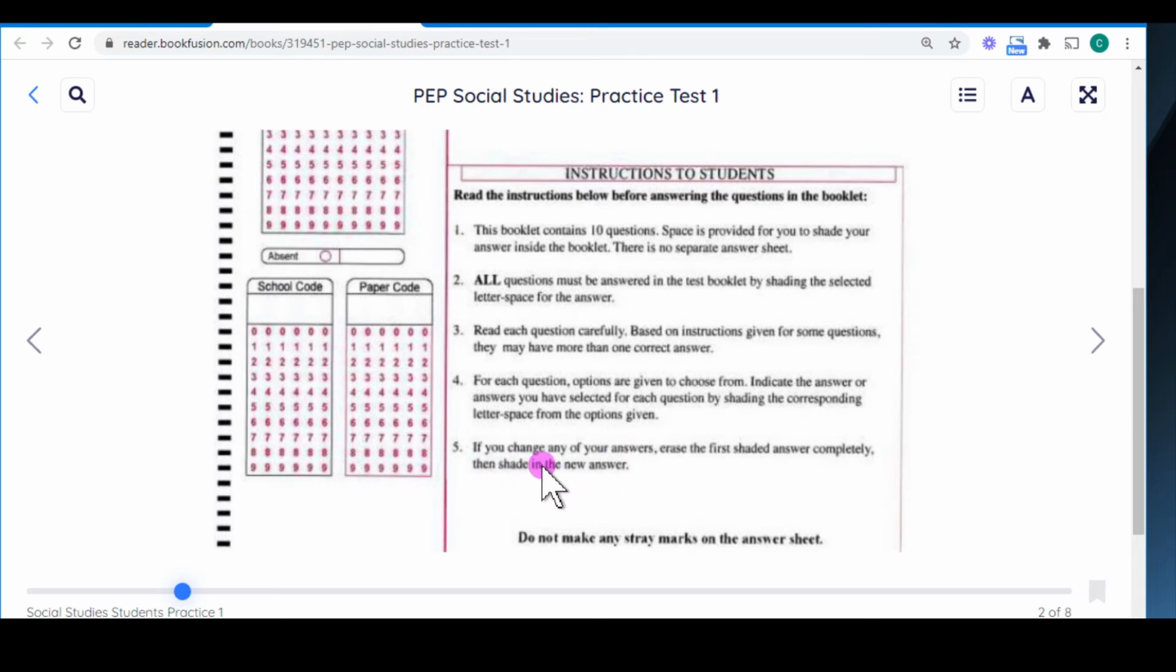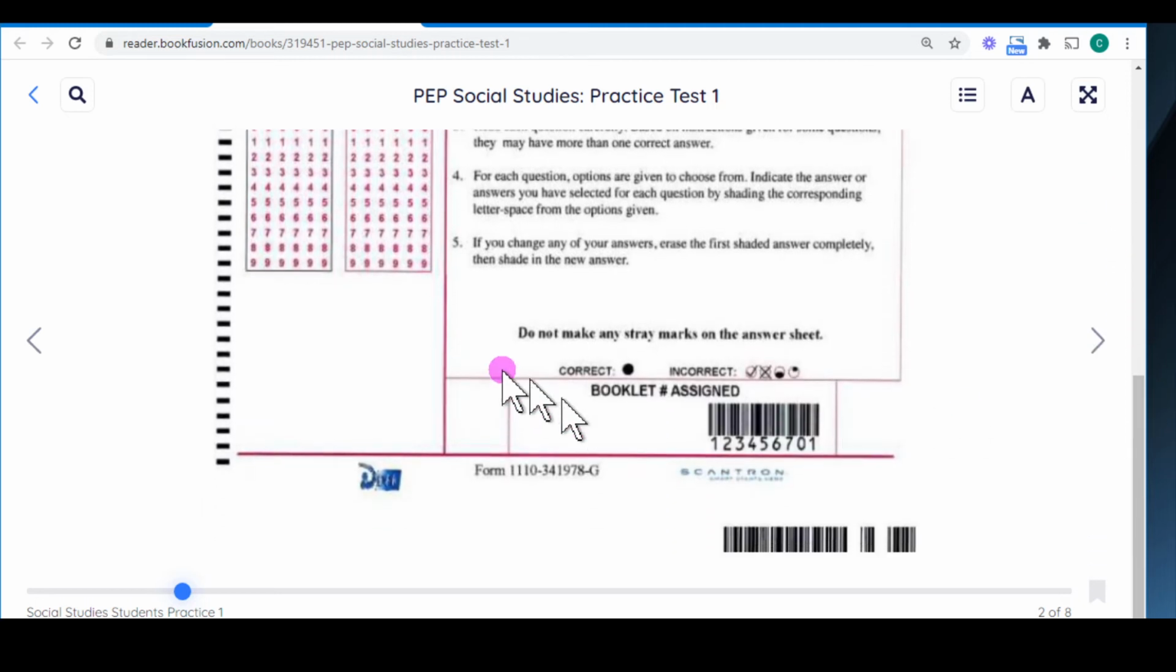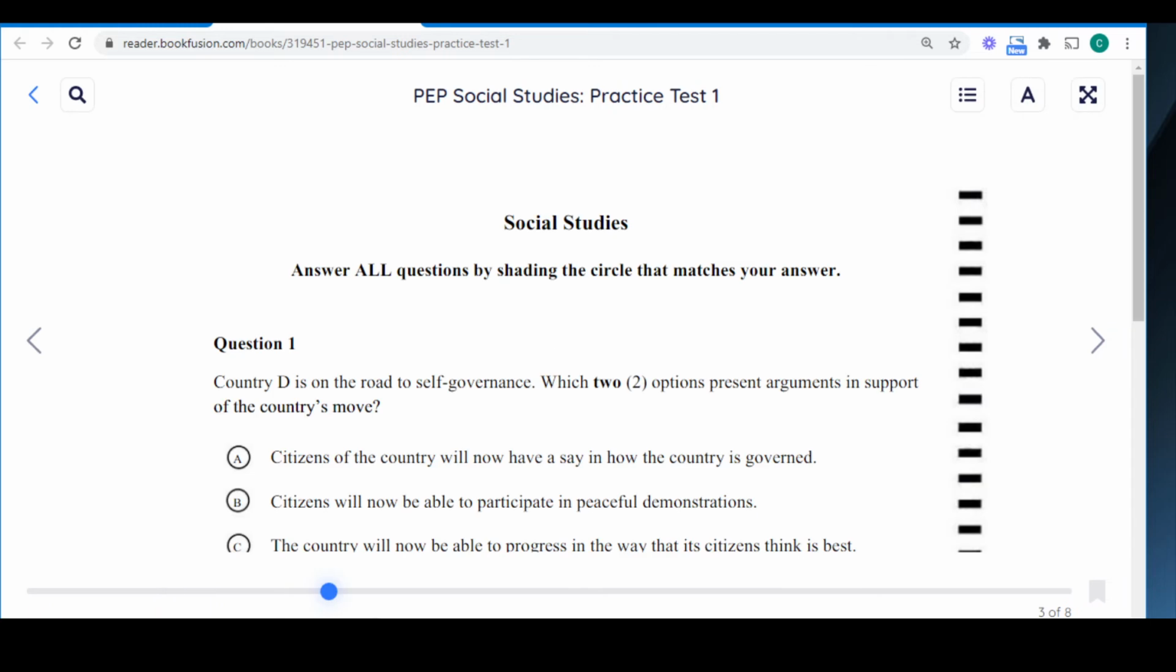If you change any of your answers, erase the first shaded answer completely, then shade the new answer. And here again, they show you how to do this. They say don't make any stray marks on the answer sheet. This is what a correct shaded response looks like. And this is incorrect here. Not a tick, not an X, not a half shaded circle, not a dot in a circle. Okay, let's move on.